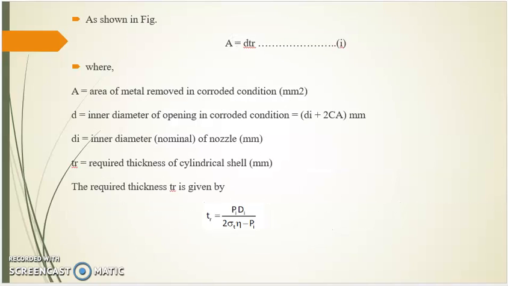As shown in figure, A is equal to d into tr, where A is the area of metal removed in corroded condition in mm square. d is the inner diameter of opening in corroded condition, equal to Di plus 2Ca in mm. Di is the inner diameter of nozzle in mm. tr is the required thickness of the cylindrical shell in mm. The required thickness tr is given by tr is equal to Pi into Di divided by 2 sigma t into efficiency minus Pi.